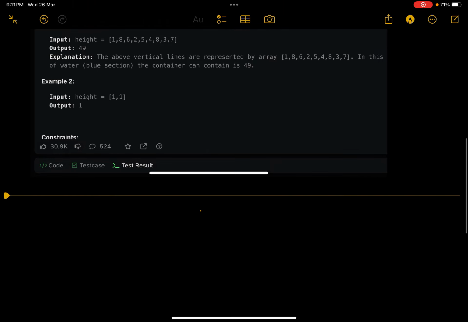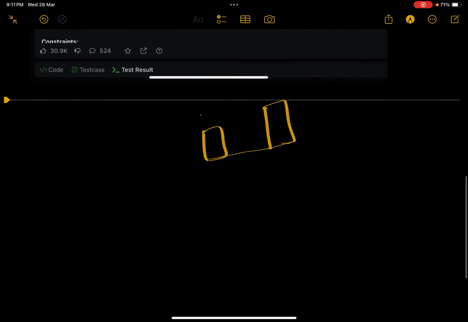So if this is a building, 1, 2, assume this is a building, you have to store some water in between these buildings. How can you store it? You can only store water in this range, because if we go above this, the water will flow from this side. It means you can only store water up to the minimum of both.